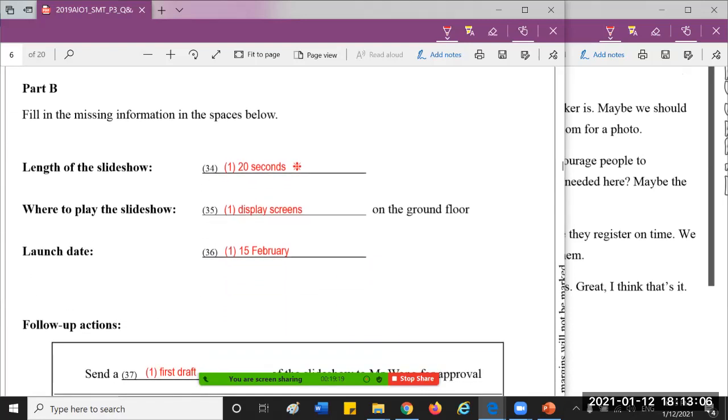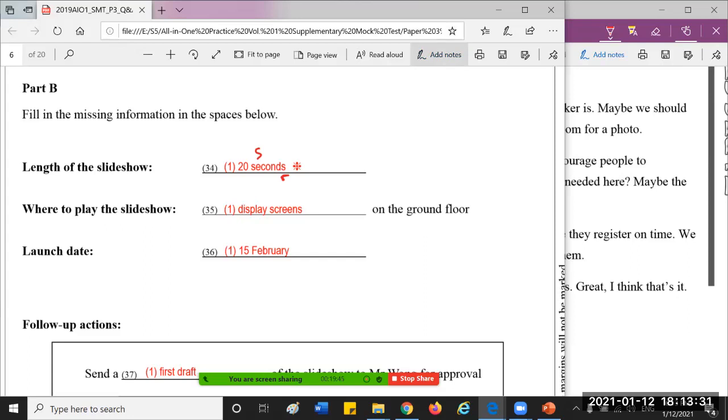Part B. Fill in the missing information in the spaces below. Length of the slideshow is going to be 20 seconds with S. If you wrote 20 S, that's also okay. But if you've written the word, then it has to be seconds, okay? Seconds with S.